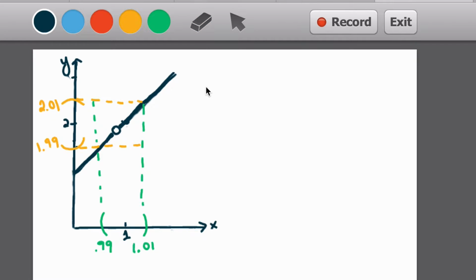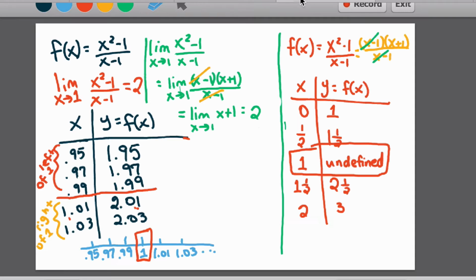Consider this image here where f of x equals x squared minus 1 over x minus 1. It looks like this line, as I noted before, except there's a hole at x equals 1 because when x equals 1, we have an undefined value for f of x. But as we did before, as we found values close to 1 for the inputs, we found the outputs were approaching 2.